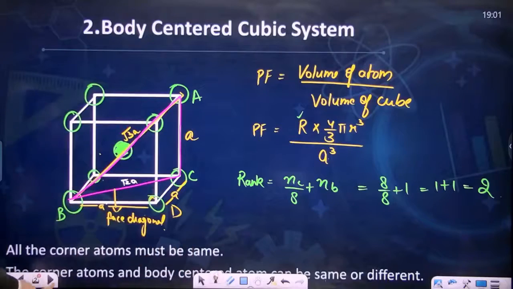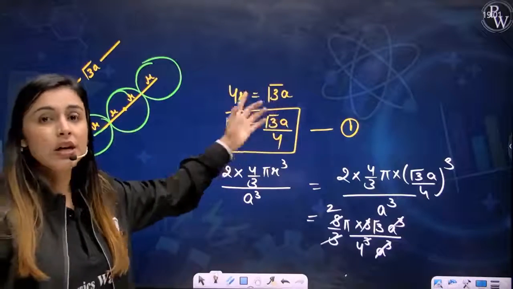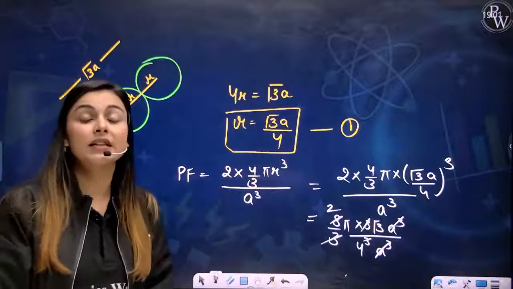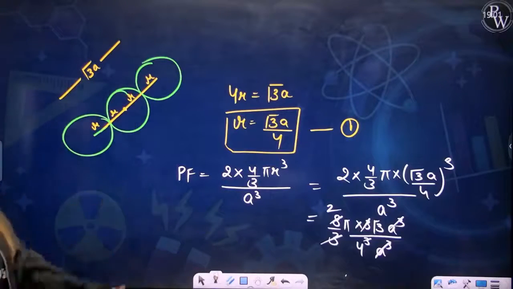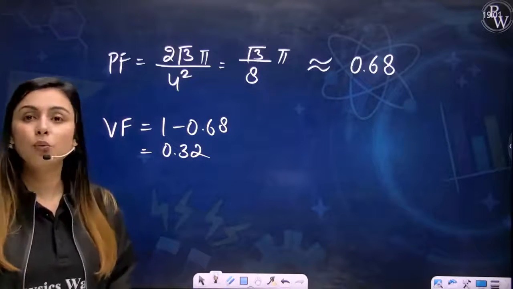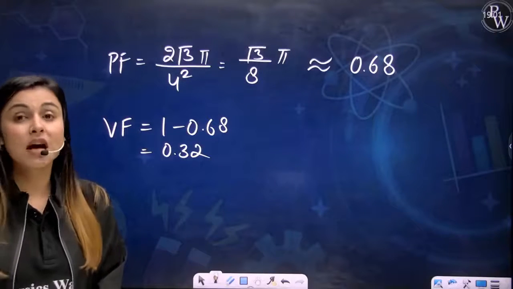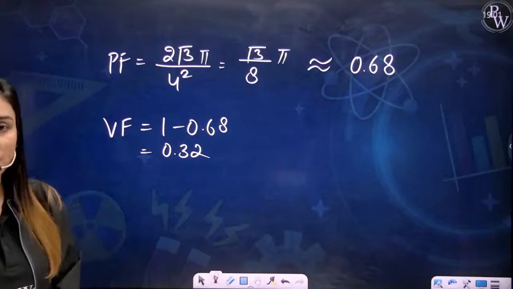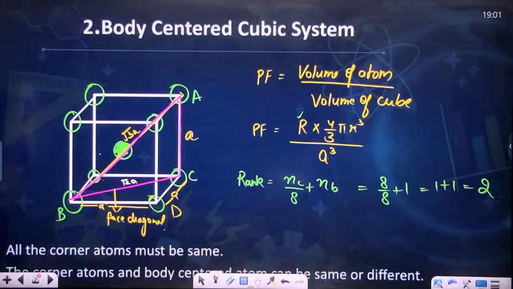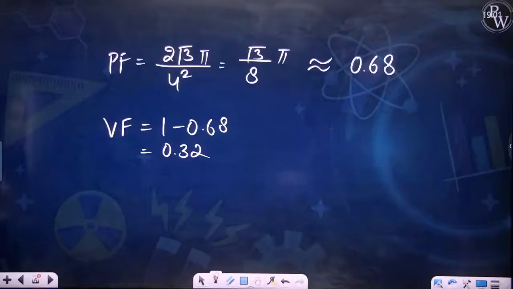Okay. So we calculated all the values, and then we incorporated it, and we found the relation, put the relation in the packing fraction expression, and we calculated the value of the packing fraction. So for a body centered cell, the packing fraction comes out to be 0.68. Okay, and the void fraction will be equal to 0.32. This is how you calculate the packing fraction. I hope it's clear. If you want to write it, you can write it. Okay, perfect.